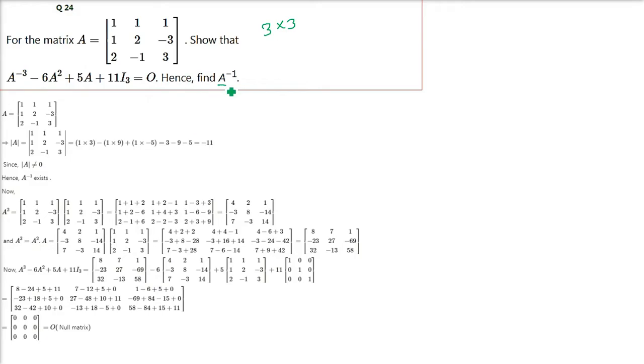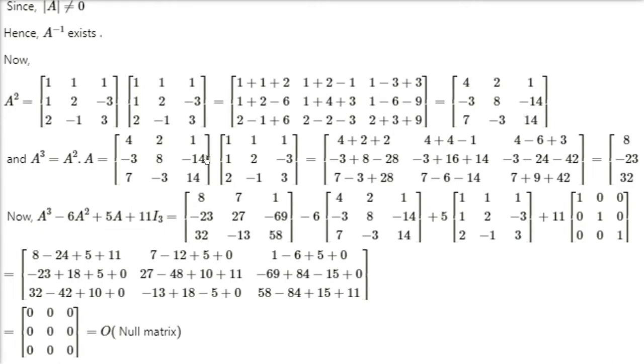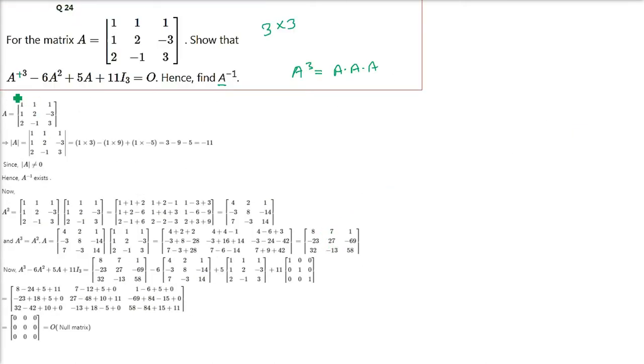First you have to show that this equation is equal to a null matrix. So for A cube, you have to multiply A 3 times. I hope you will be able to do it, because multiplying A 3 times will take a lot of time. So I'm just telling you A into A, and then multiply that with A. This is just matrix multiplication. So A into A into A. Once you do it, you will get A cube.